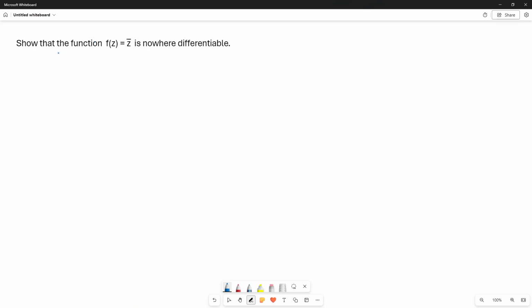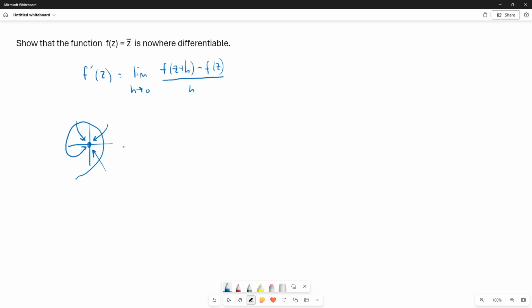We would like to show that the function f of z equals z bar, the complex conjugate function, is nowhere differentiable. So for this, we will use the alternative form of the derivative. F prime of z is the limit as h approaches 0 of f of z plus h minus f of z divided by h. And here h goes to 0, that's the complex number 0. And so h can go to 0 along any path in the complex plane.